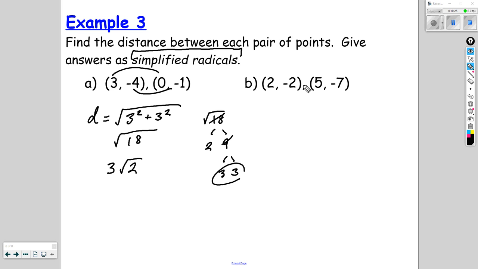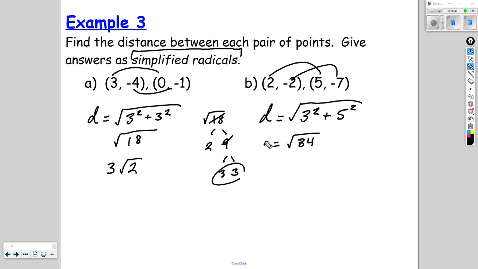All right, for part B, let's do the same thing. The distance between the x values would be 3 units. The distance between the y values would be 5 units. 3 squared plus 5 squared is root 34, the square root of 34. And then in terms of the square root of 34, we can make a factor tree, but one thing that we'll notice is we take out a 2, we get 17, and both of these are prime, so we don't get anywhere. So the simplified radical form for that is root 34.